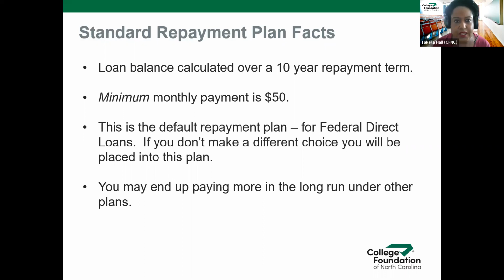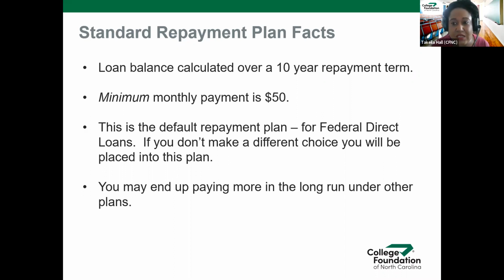Thank you so much, Brittany. So I'm going to be sharing some information with you based upon some of the things that Brittany just mentioned to you. So we're going to start talking about your standard repayment plan facts. So of course, the loan balance is calculated over a 10-year repayment term. And I just want you to know the smallest repayment amount that you would have is $50. So the minimum monthly payment is going to be $50.